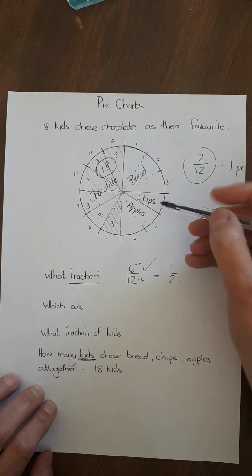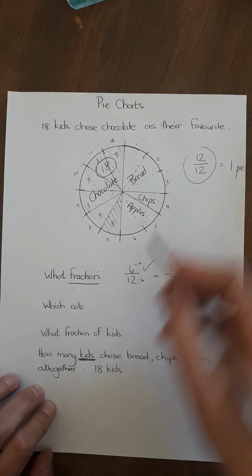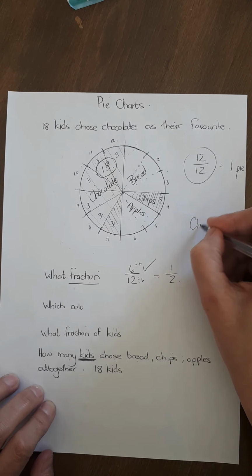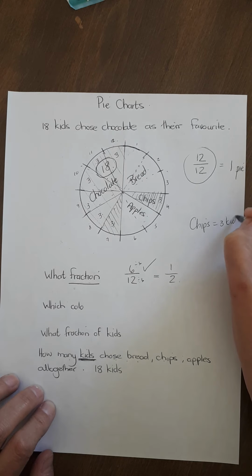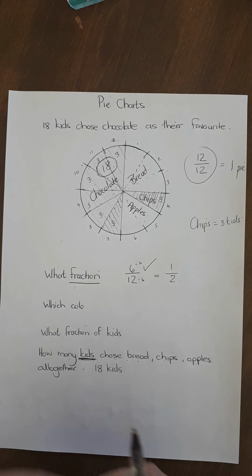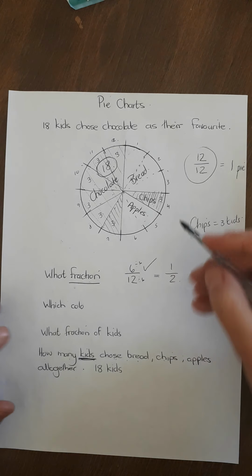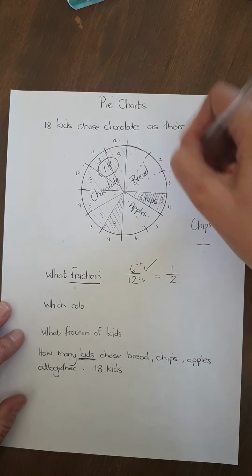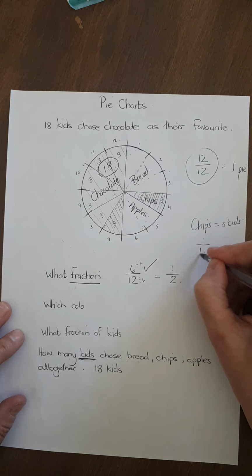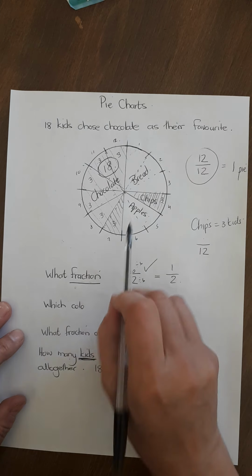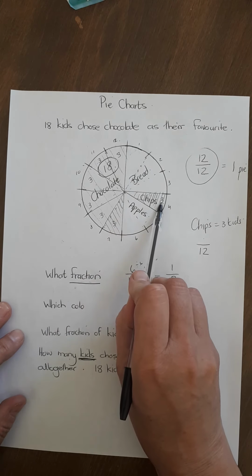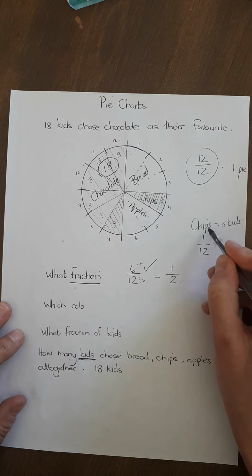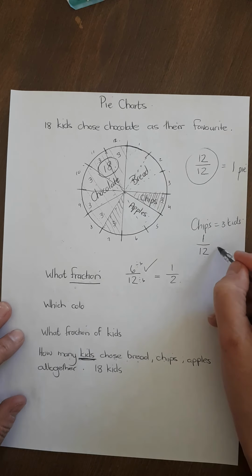Now if you know that, how many kids liked chips? That's one piece. How many kids on one piece? 3. So chips equals 3 kids. But now if I ask you, what fraction of the kids liked chips? Fraction, it must be something over something. How many parts do I have in the pie chart? I have 12 parts, so that's my denominator. How many kids liked chips? 3 kids, but that's one part of the pie. So 1 over 12 liked chips, and that equals 3 kids.